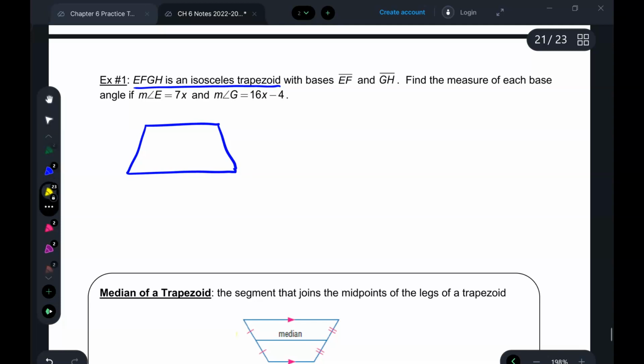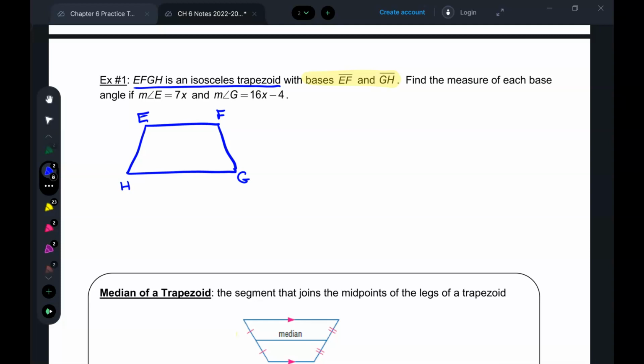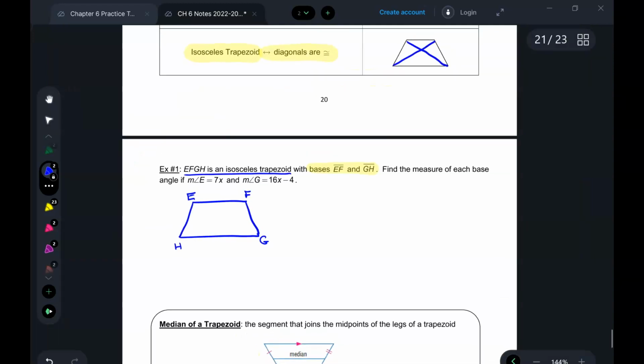Diagonals are... We want to specifically make E, F, and G, H the bases, so I'll go E, F, G. Are they all congruent to each other or just two? If it's a trapezoid, two sides have to be parallel. How do you draw that? Only if it's isosceles are the diagonals congruent. So each part of the diagonals is congruent to each other?